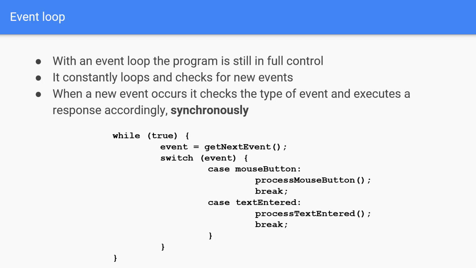With an event loop, the program is still in full control. It constantly loops and checks for new events. When a new event occurs, it checks the type of event and executes a response synchronously.